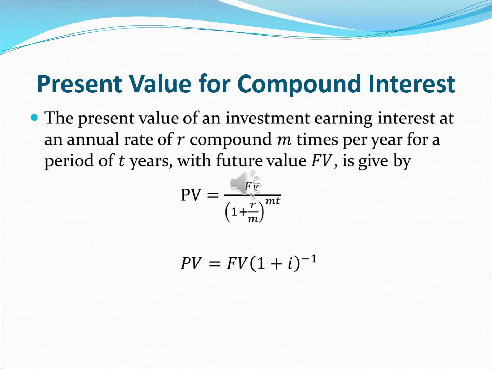In some instances, you will be given the future value and they will ask you to find the present value or the principal. So the present value is going to be equal to future value divided by 1 plus r over m raised to power mt.